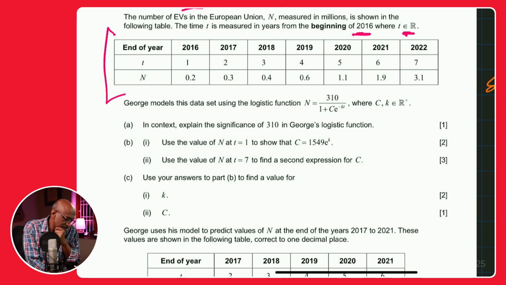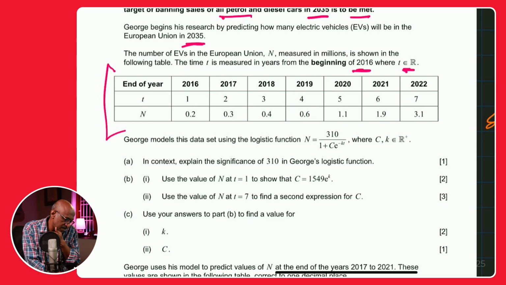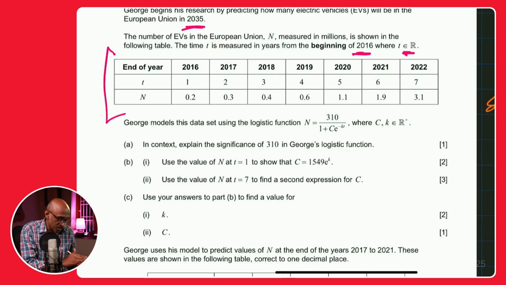Okay, let's keep going. So that's the table. 2016, beginning of 2016, 2017, 18, 19, and that's t is 1, 2, 3, 4, 5, 6, 7. N is 0.2. This is the number of electric vehicles, but remember it's in millions. So this 0.2 literally means 0.2 millions, and a million is 10 to the power of 6. Let's just keep that in mind. So 0.2 times 10 to the power of 6, 0.3 times 10 to the power of 6. That's how you have to interpret the third row.